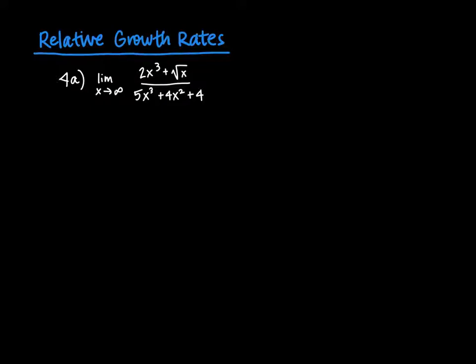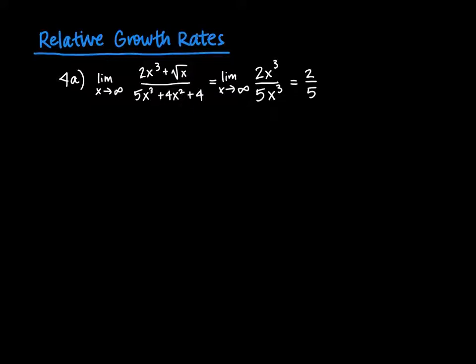So that means that this rather complicated limit has the same value as this simplified limit. I've isolated the fastest growing term in the numerator, which is 2x cubed, and the fastest term in the denominator, which is 5x cubed. Because these are the two fastest terms in each part of this ratio, those are the functions that will decide what this limit will be. And this limit will end up being 2/5.